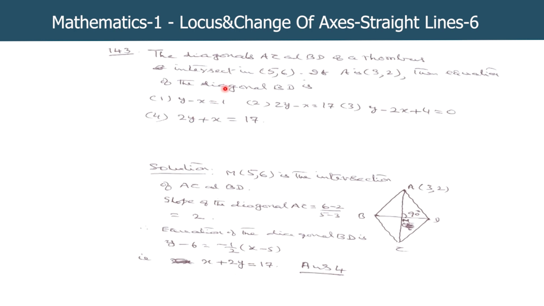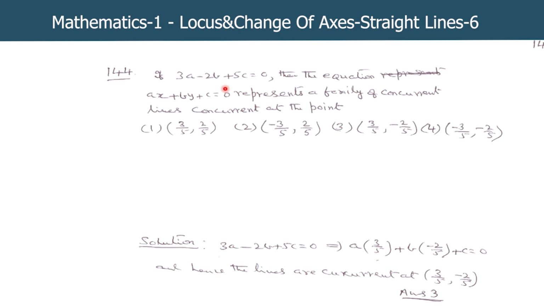144. If 3a - 2b + 5c = 0, then the equation ax + by + c = 0 represents a family of concurrent lines, concurrent at the point (1) (3/5, 2/5), (2) (-3/5, 2/5), (3) (3/5, -2/5), (4) (-3/5, -2/5).